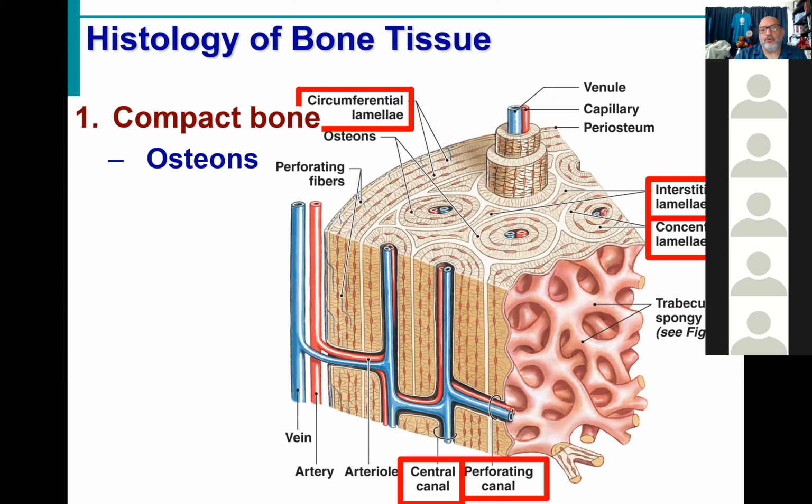And compact bone uses all 3 types, whereas spongy just uses interstitial. But yeah, a layer of matrix is a layer of matrix is a layer of matrix. Its job is the same no matter what its shape is. The only difference is its shape and where we find it. All right? Questions on that?